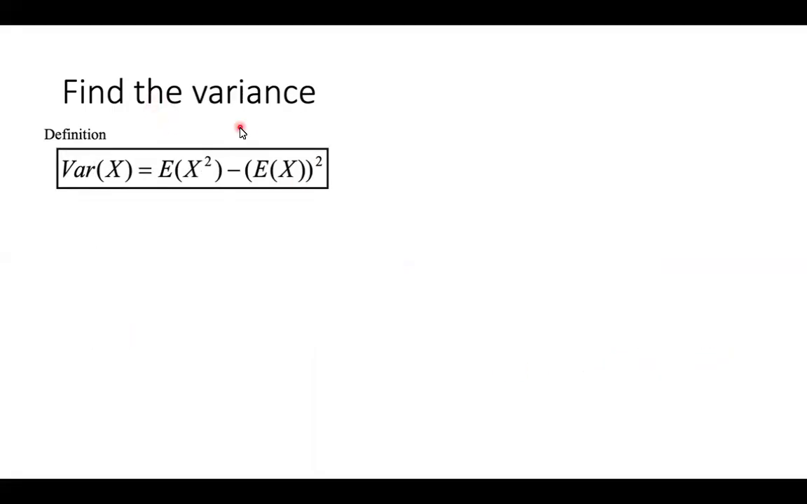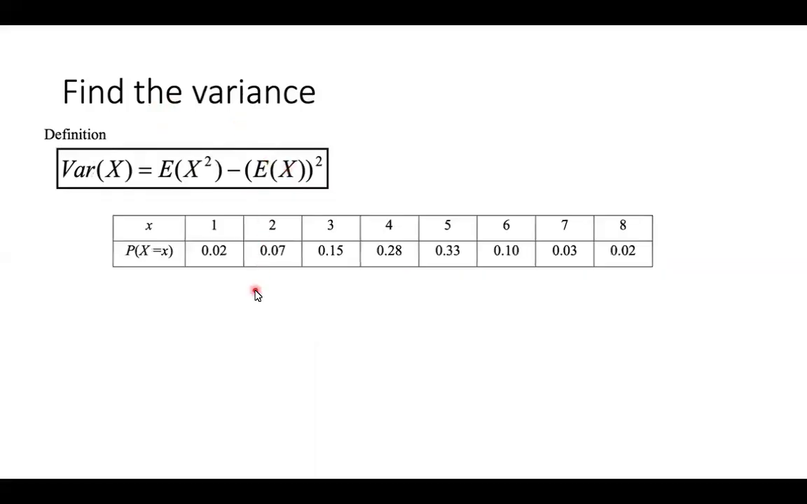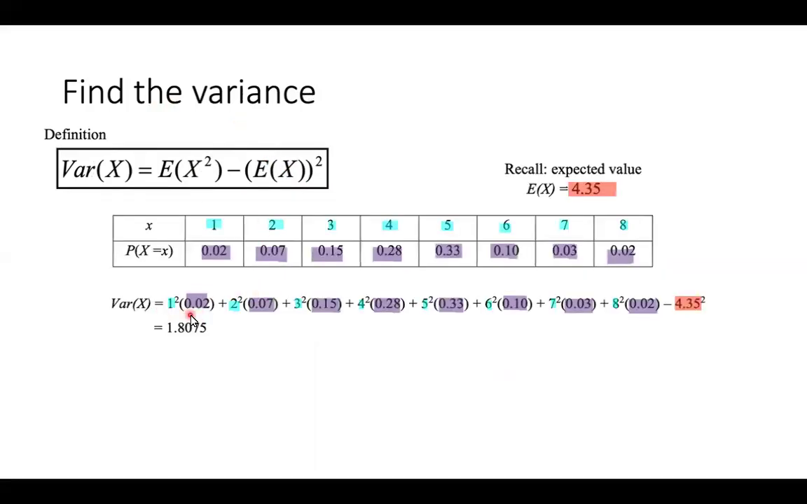As for the variance, let's look at an example. It is very similar to the mean, or the expectation. So we have the outcomes in blue, square all the outcomes, and then multiply by the corresponding probabilities. And one extra step, we need to take away 4.35. That is the expected value squared. And we get 1.8075.